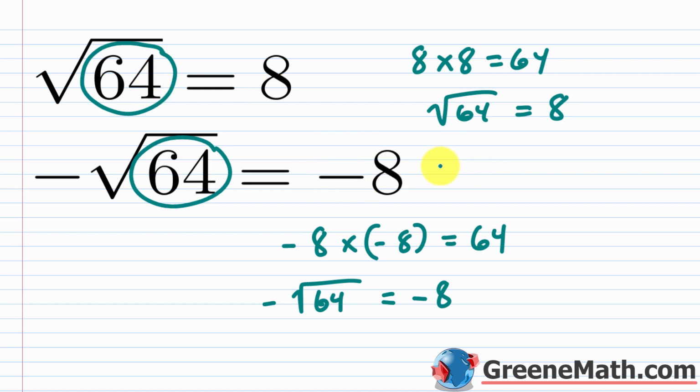So if I asked you for something like the square root of 4, you're just going to answer 2. If I said, what is the negative square root of 4, which I'm not going to do in this lesson, that would be negative 2.